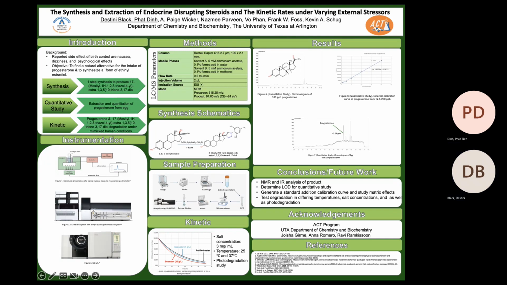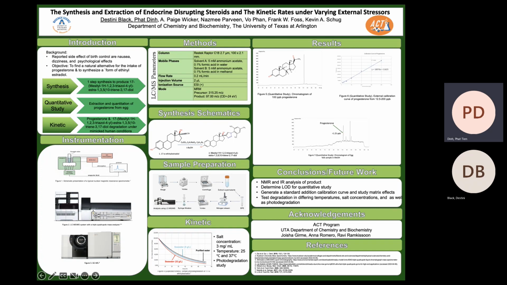from a chicken egg. As for the kinetic study, we're planning to use a salt concentration of 3 mg per mL, and this is due to the fact that the human body salt concentration is at this concentration. We're also planning on having the temperature at 25 degrees C and 37 degrees C, with 25 being the room temperature and 37 being the normal human body temperature. We plan on implementing a photodegradation study as well.